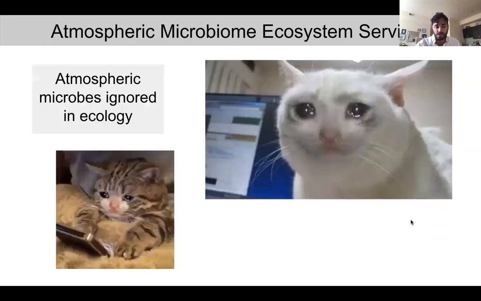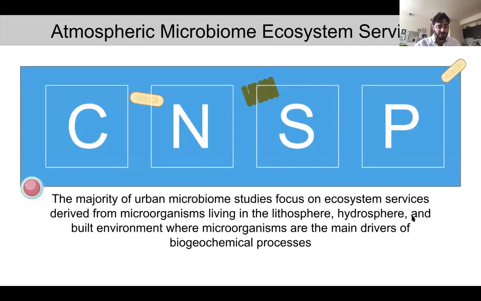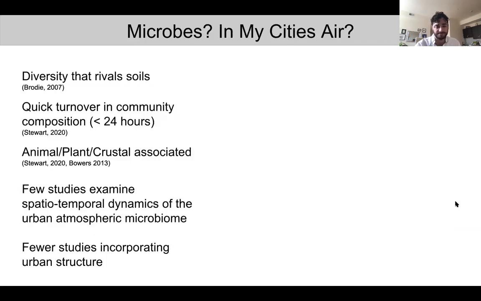All right. So these different microbial ecology studies have largely ignored atmospheric microbes as well as their function in urban studies. So let's dive right into that. We know that the majority of urban microbiome studies will focus on ecosystem services such as nitrogen cycling in the lithosphere or hydrosphere, and then the built environment. But these microorganisms are the main drivers of these biogeochemical processes, as well as influence human health and a bunch of other different theoretical things like niche occupation. So understanding their spatial distribution within the urban landscape becomes critically important.